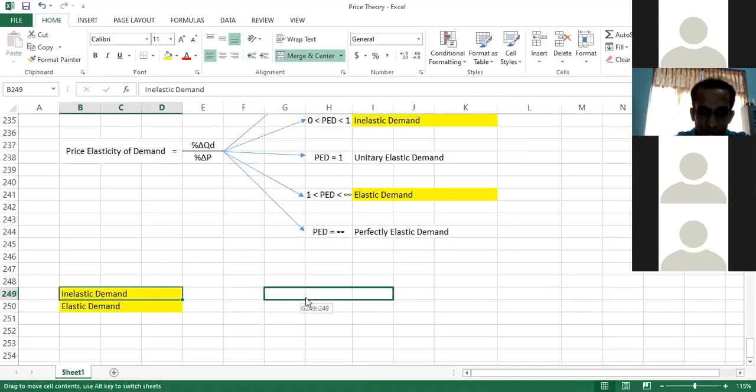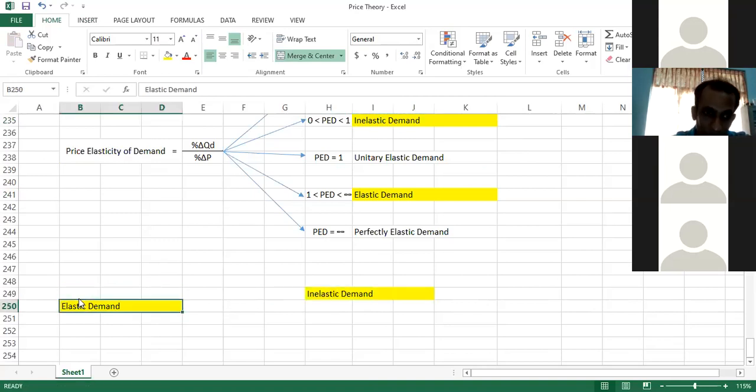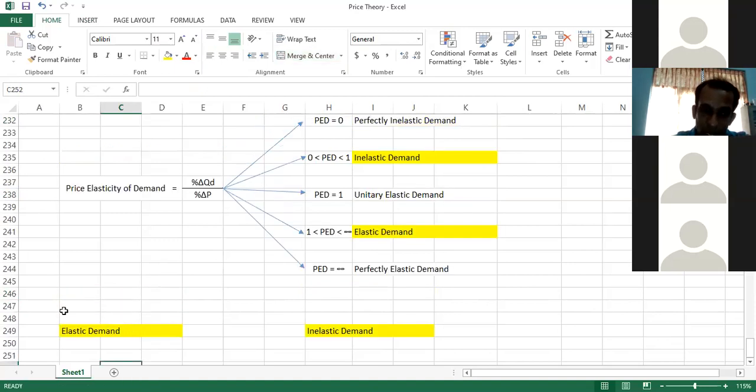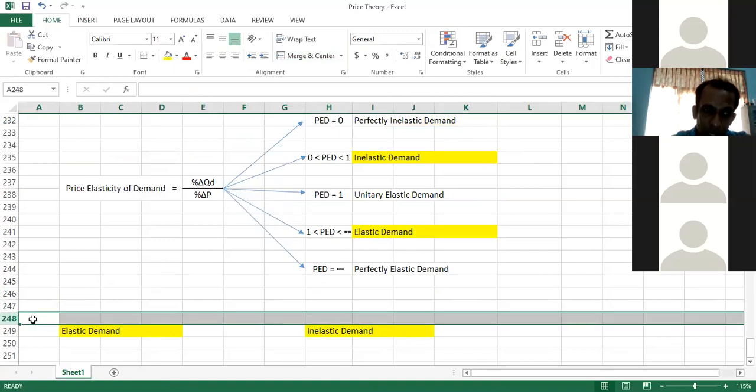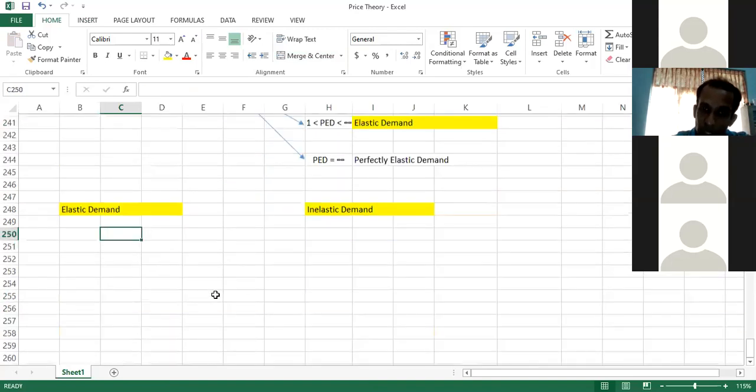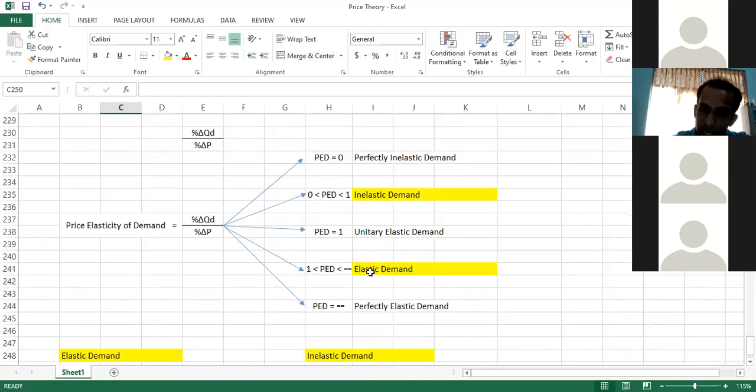Actually, it is important not only for the business organization, it is also important for the government, right? So elasticity is not just a theoretical concept, it is a practically important concept. These 5 categories are there, and as I mentioned, the 2 most important categories are elastic and inelastic.